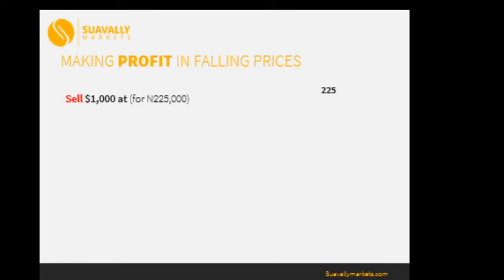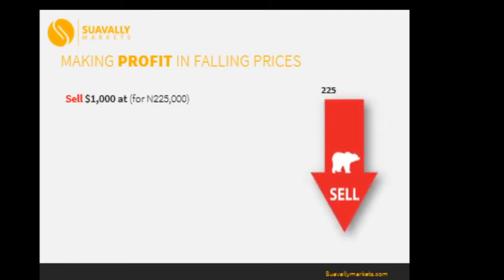So let's look at an example of profit in falling prices. Let's say you sold $1,000 at the current exchange rate. So you had $1,000 and then you sold it and got 225,000 naira. A month later, as an example, the exchange rate falls from 225 to 198.